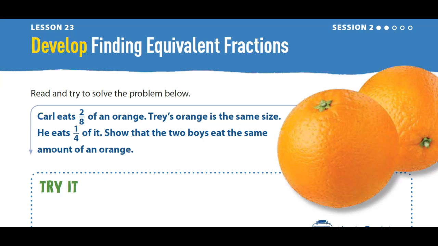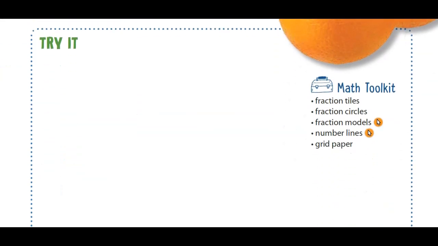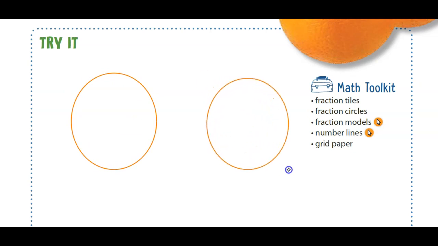Oh, okay. So how could I start this? What diagram am I going to make? Circle. Yes. Okay. I'm actually going to make 2 of them. I do have orange. So here's Carl's. Got like Carl's Jr. Get it? And here's Trey's. Okay.